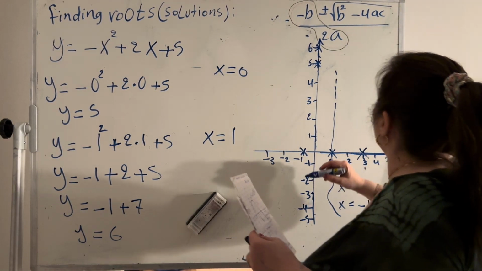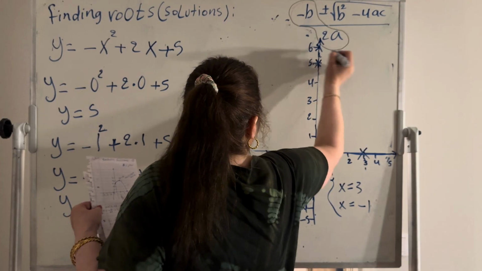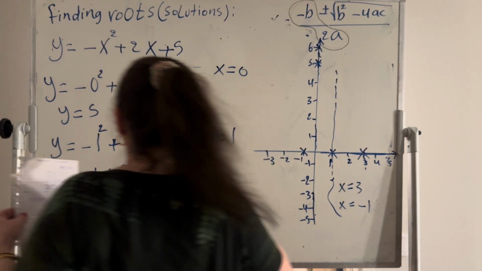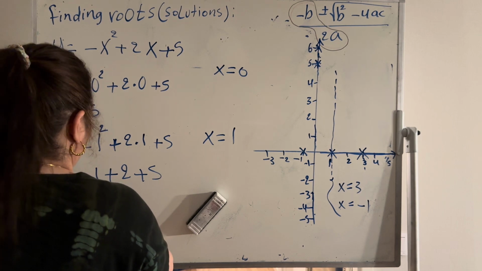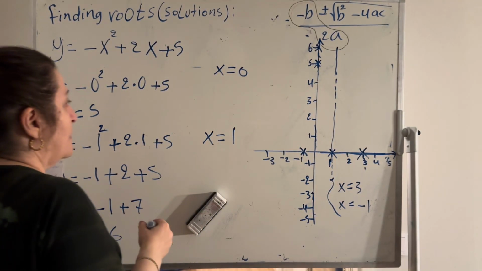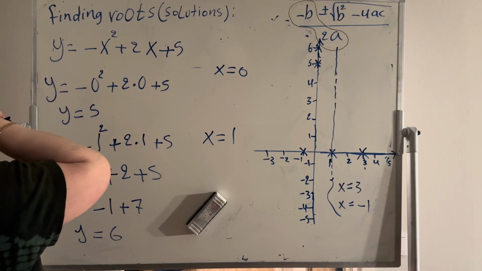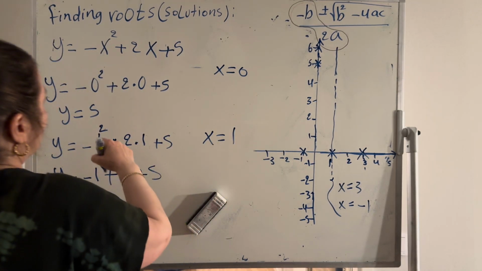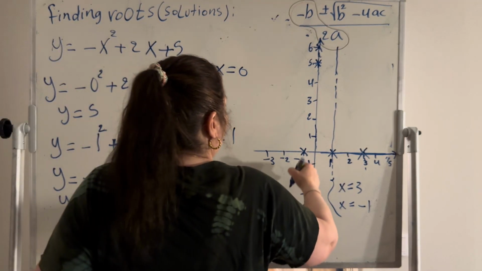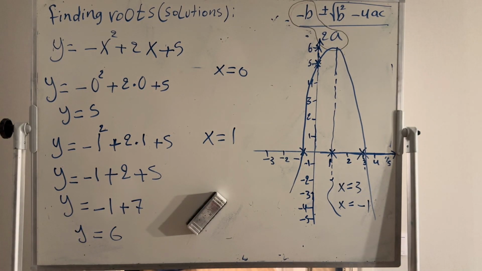And I will draw my line. I see here when x equals 1, y equals 6, and when x equals 0, y equals 5. And I will draw my parabola.